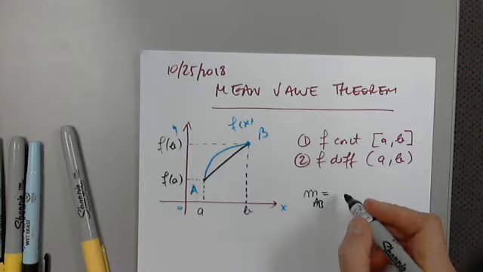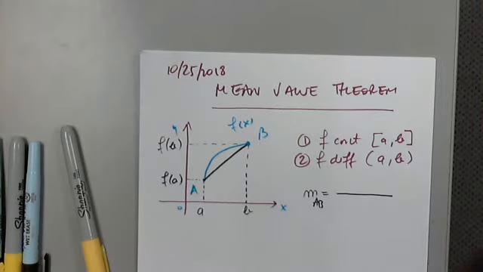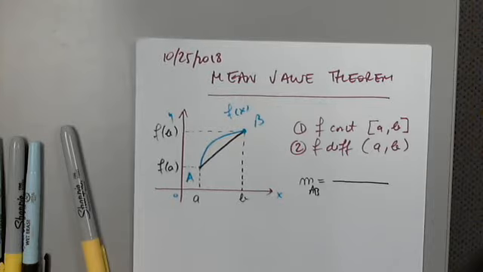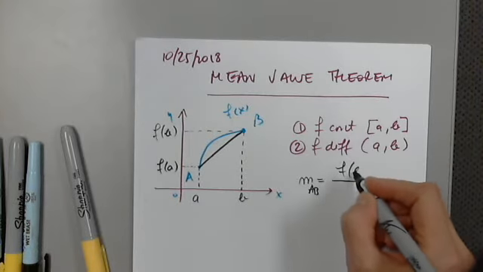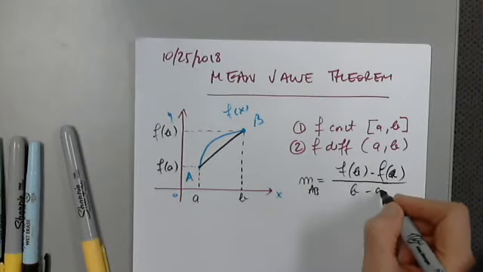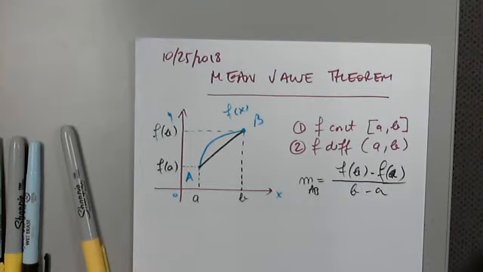So I'm hoping you will agree that the slope of AB will be, if anyone would like to help, f of B minus f of A over B minus A. Thank you very much, Tom. Perfect. Awesome.